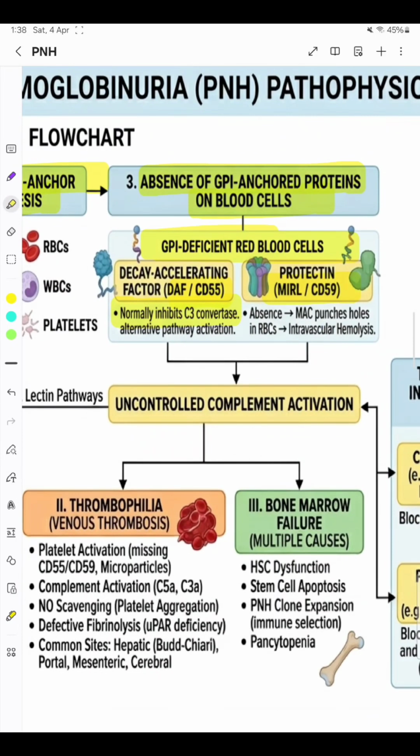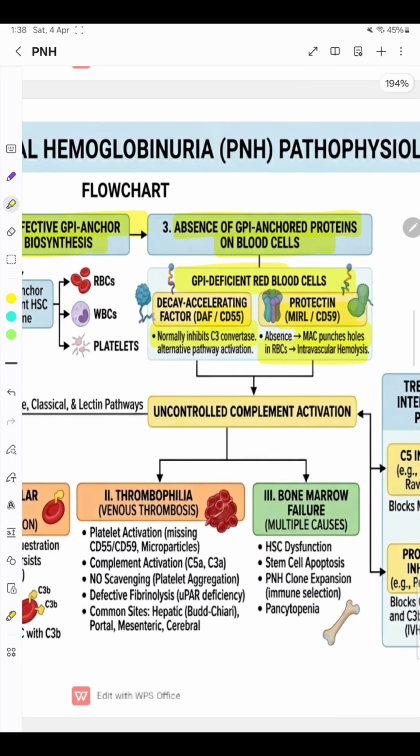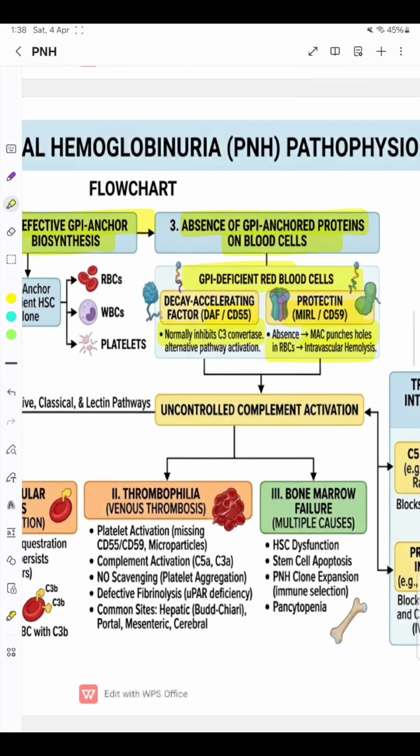CD59 normally inhibits the formation of the membrane attack complex. Whenever this CD59 is deficient in PNH, there will be an excessive activation of the membrane attack complex, and this causes holes in the RBC and results in intravascular hemolysis.